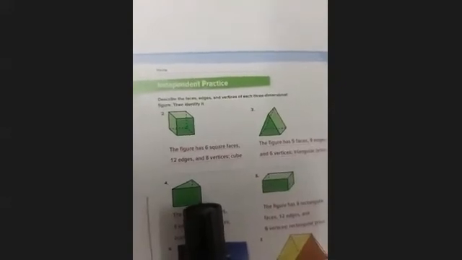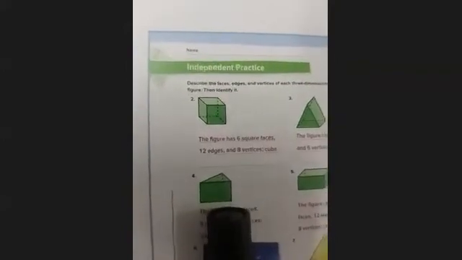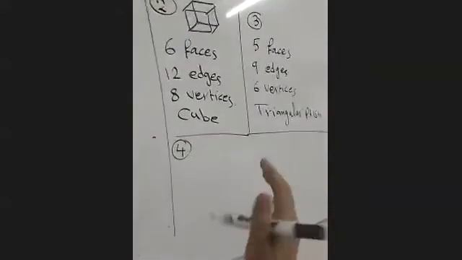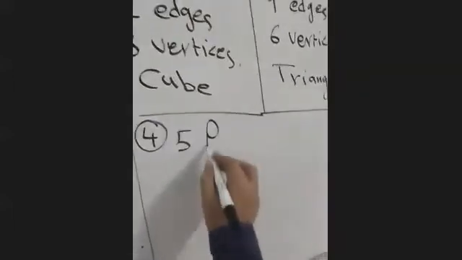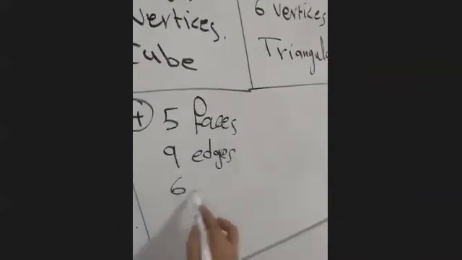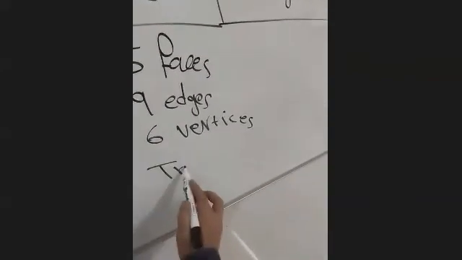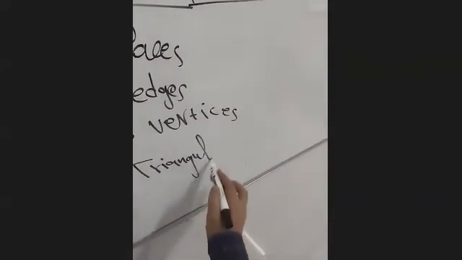How many faces do we have? 5. How many edges do we have? We have 9. How many vertices do we have? 6. So what do we call it? Triangular prism. Mumtaz. So we have 5 faces, 9 edges, 6 vertices, and we call it triangular prism.